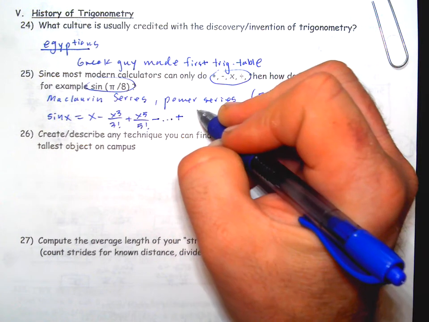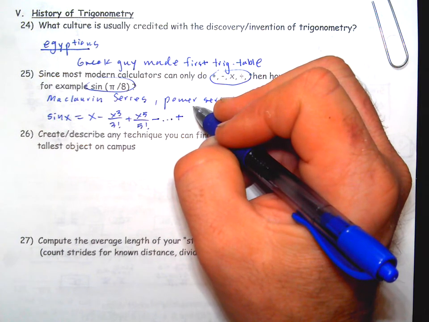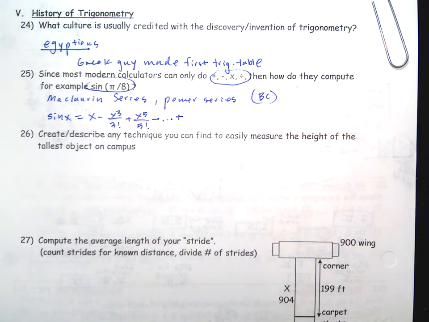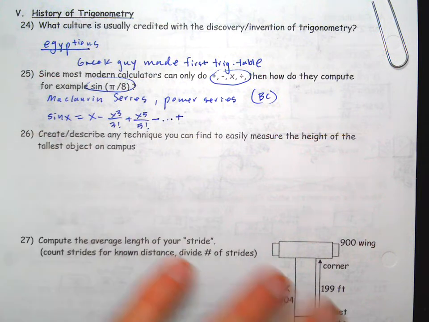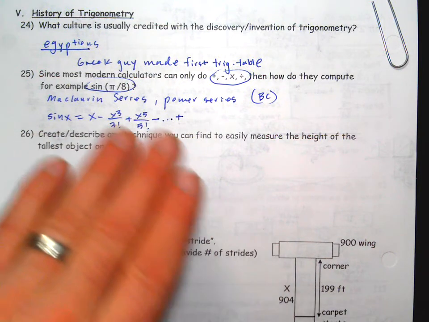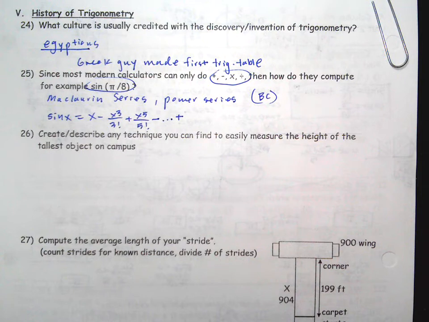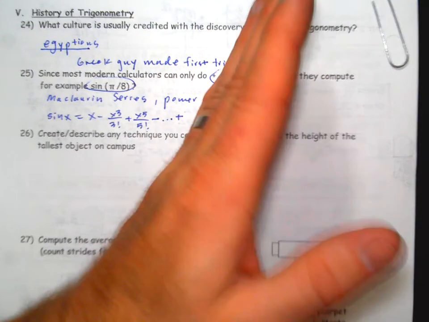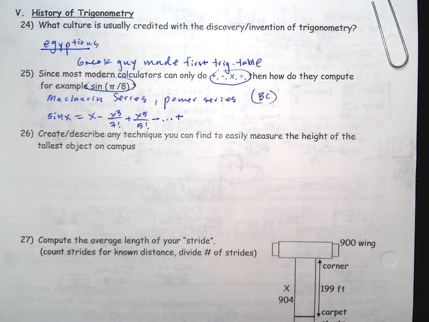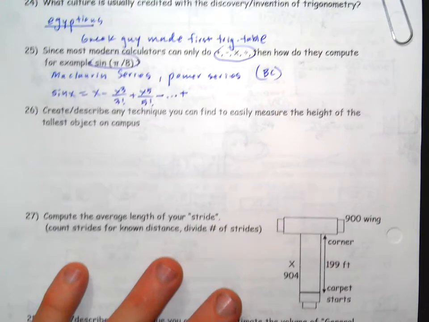Plus. So there's this pattern here, okay? And if you take all the infinite terms, it goes on for infinity, it gives you the exact answer. Now, realistically, we don't need exact answers, and that would take forever. So we say, let's take the first 5 terms. That's good enough for what we're doing. And this is where your calculators actually calculate sine. They don't memorize all the sine values.